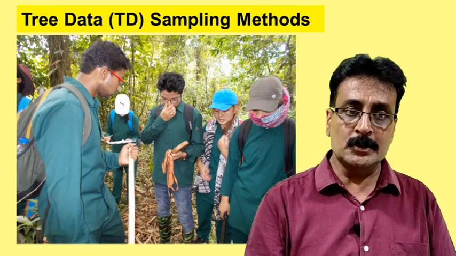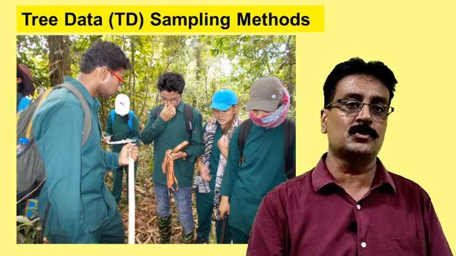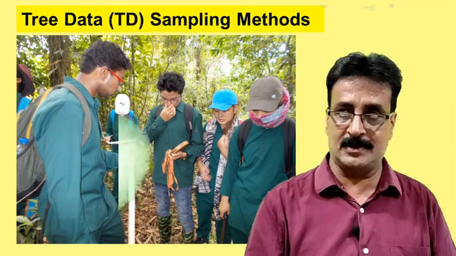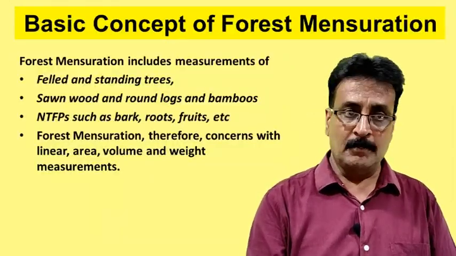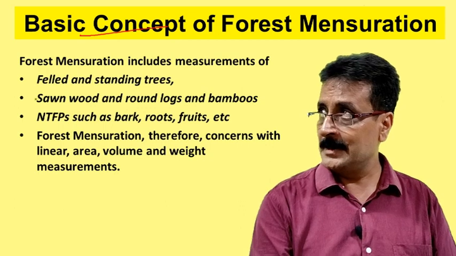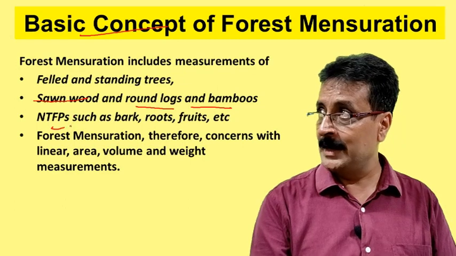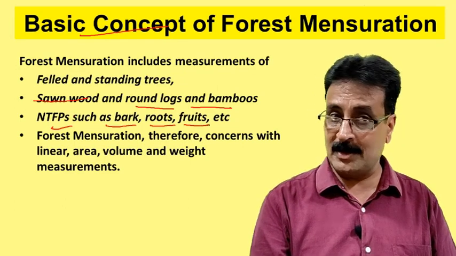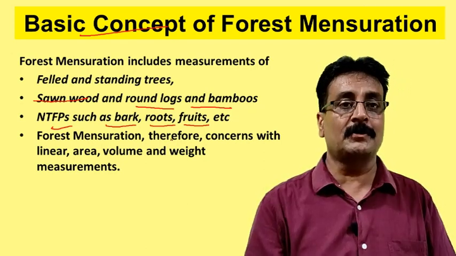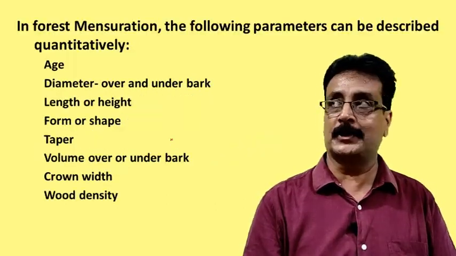Then in forest mensuration we'll also go for tree data like the sampling method. That is very important. This sampling is very important because it will let us know everything for forecasting. So we'll be sampling by 30 by 30 meter plots or whatever the case may be. Now what is the concept? By sawn wood, round wood, bamboos, NTFPs, bark, roots, everything is important to measure. Everything we should know about nowadays, because we have to go for production, fulfil the demand, and come up to that supply also.